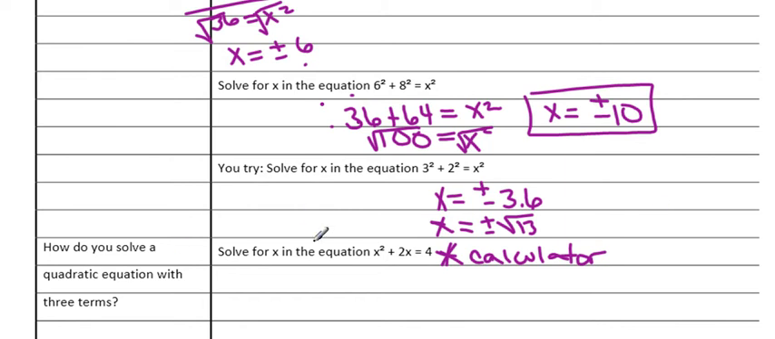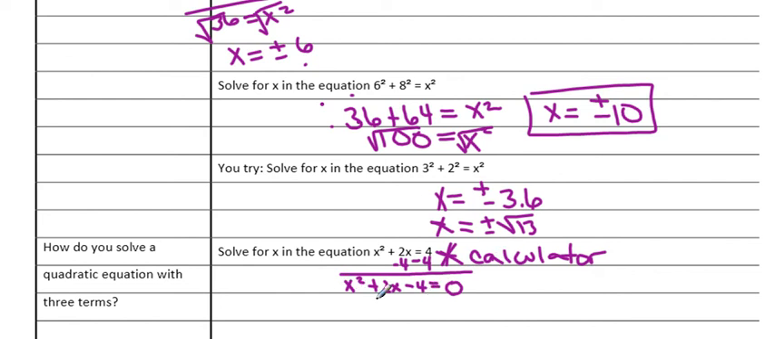So the first step is to solve for 0. Get this equation to equal 0. So what we would do is subtract 4 from both sides. So on the left-hand side, we get x squared plus 2x minus 4, and that equals 4 minus 4, 0. And that's what we want.